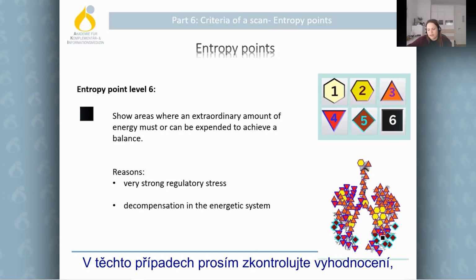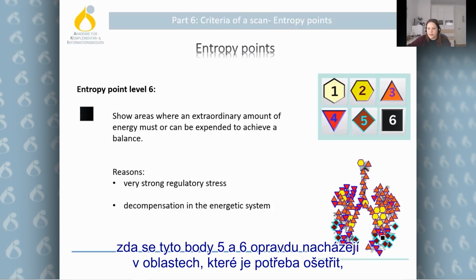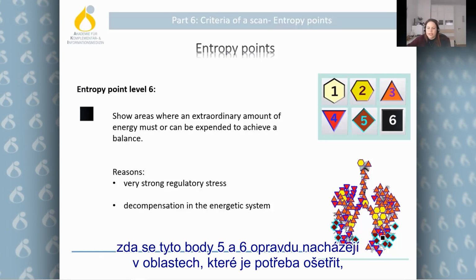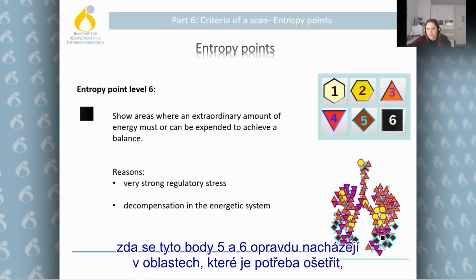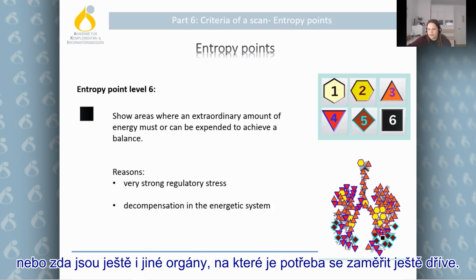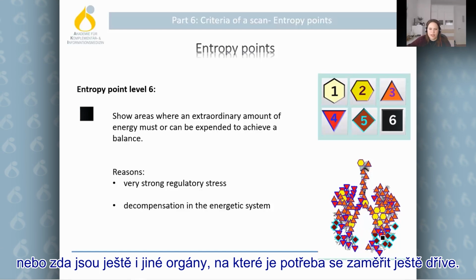Please, for this, check the evaluation all the time, so that you know if this 5 or 6 is really an area that must be treated, or do we have other structures that need help first.